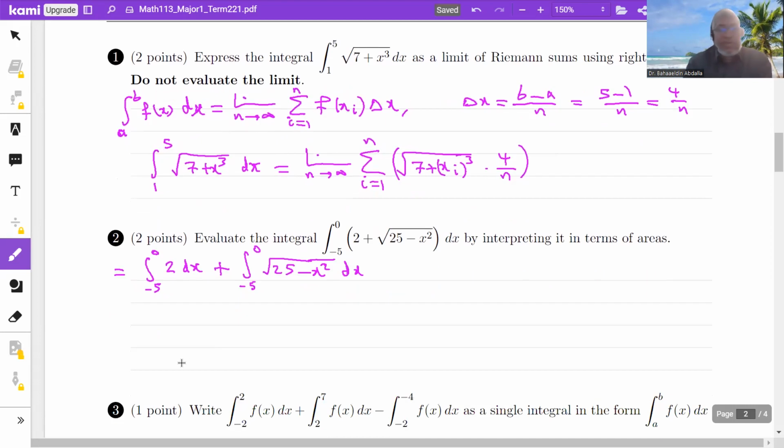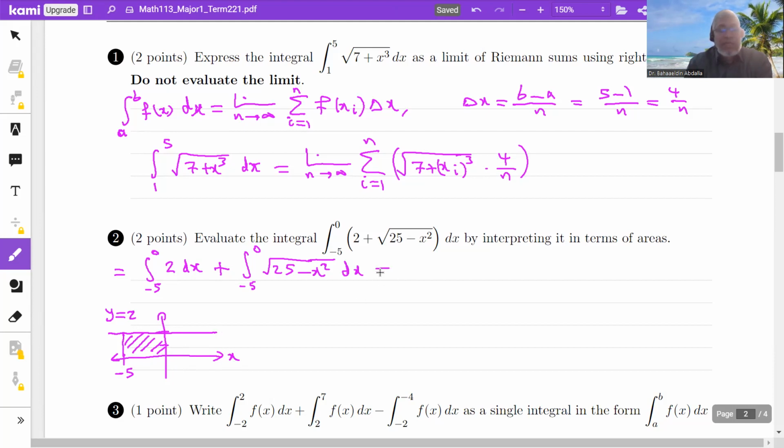Well, the first integral, the function here is y equals 2. And the graph of this function is a horizontal line. This is the line y equals 2. And from -5, if I say that this is -5, this is 0. So this definite integral means the area below the function y equals 2 and above the x-axis from -5 to 0. So it's in fact the area of this rectangle.